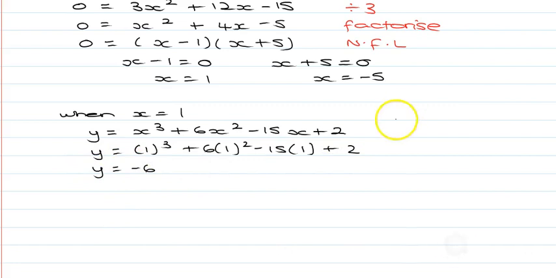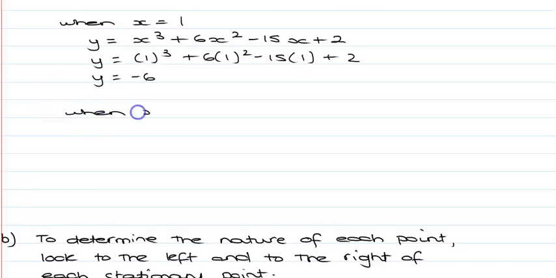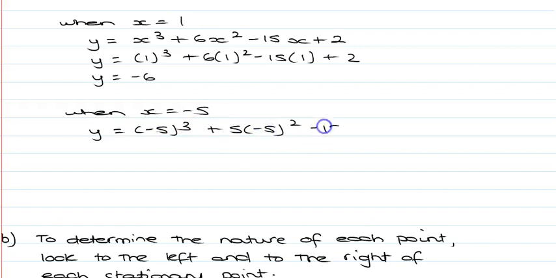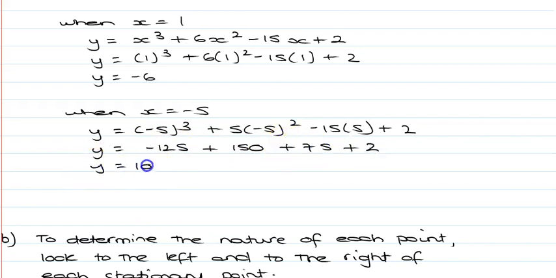Let's do it when x equals negative 5. Probably haven't left myself enough room, let me just move that. Okay, I'm moving it down here, sorry. When x equals negative 5, y equals negative 5 cubed plus 6 times negative 5 squared minus 15 times negative 5 plus 2. Working that out gives me minus 125 plus 150 plus 75 plus the 2. y equals 102. Now we have a stationary point at the point (1, minus 6) and a stationary point at the point (minus 5, 102).